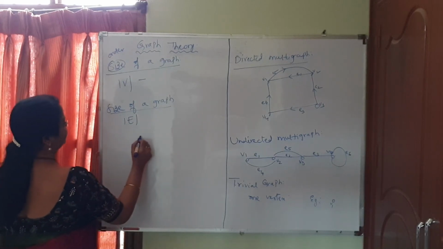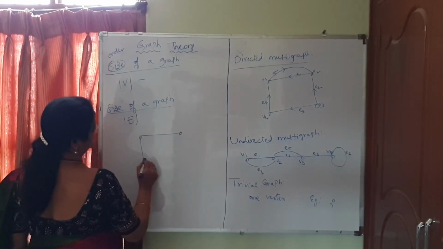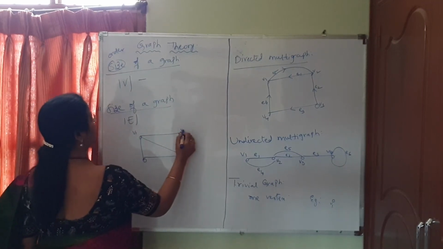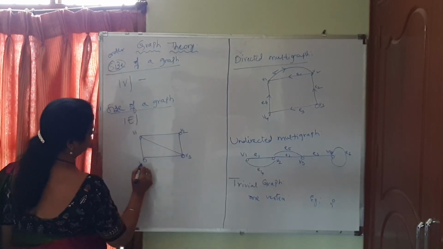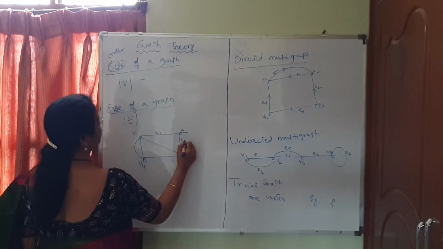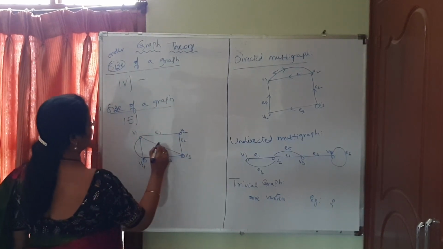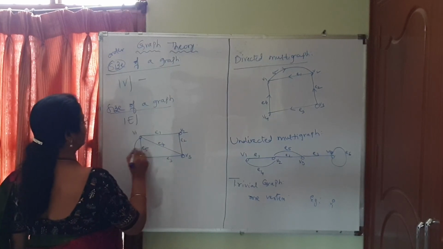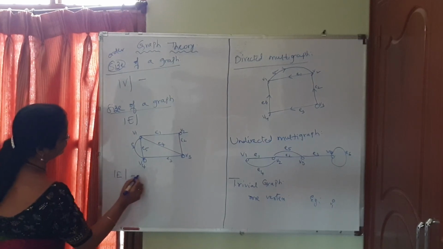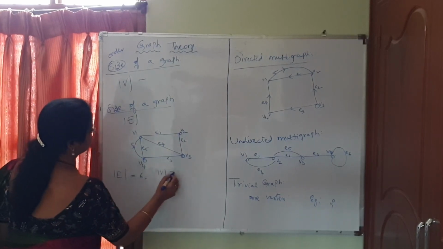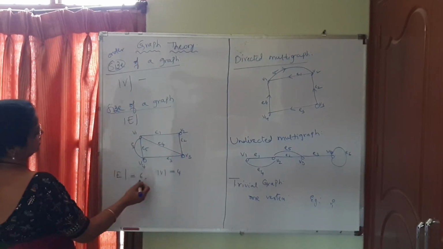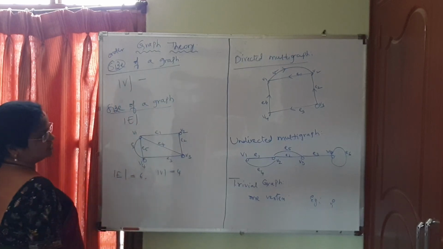Simple example, here we will draw one graph. V1, V2, V3, V4. Here these are the edges E1, E2, E3, E4, E5, E6. Here the number of edges is equal to 6 and the number of vertices is equal to 4. So that is size of the graph is 6 and order of the graph is 4.